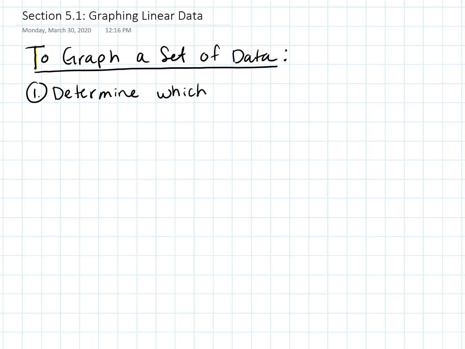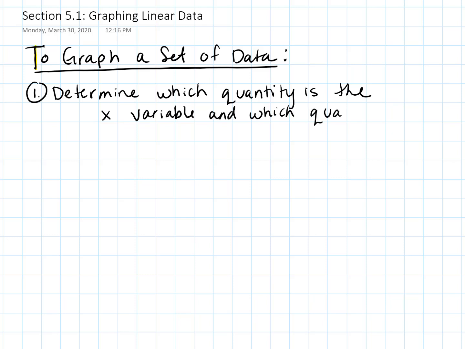which quantity is the X variable and which quantity is the Y variable.